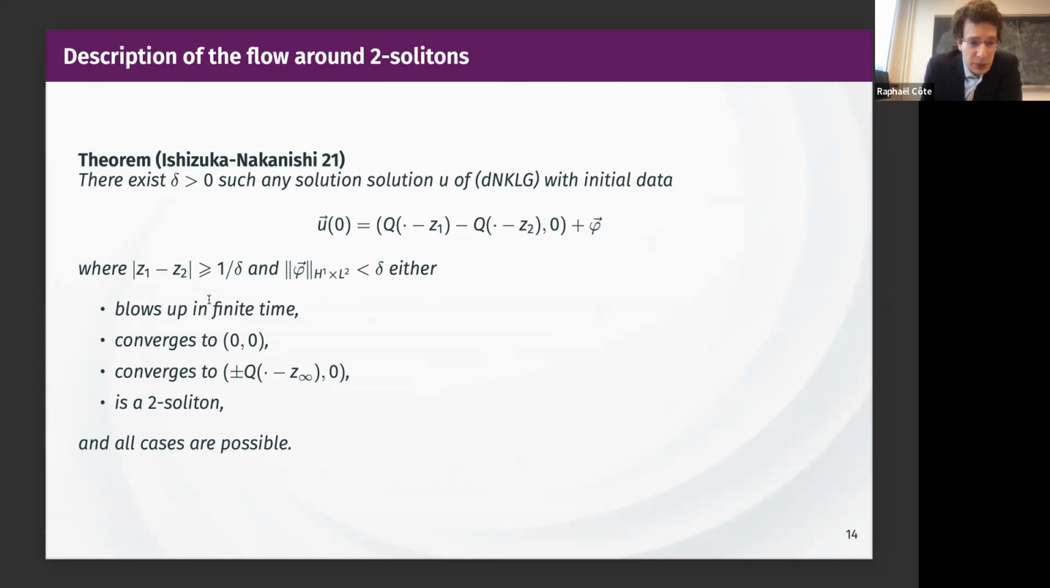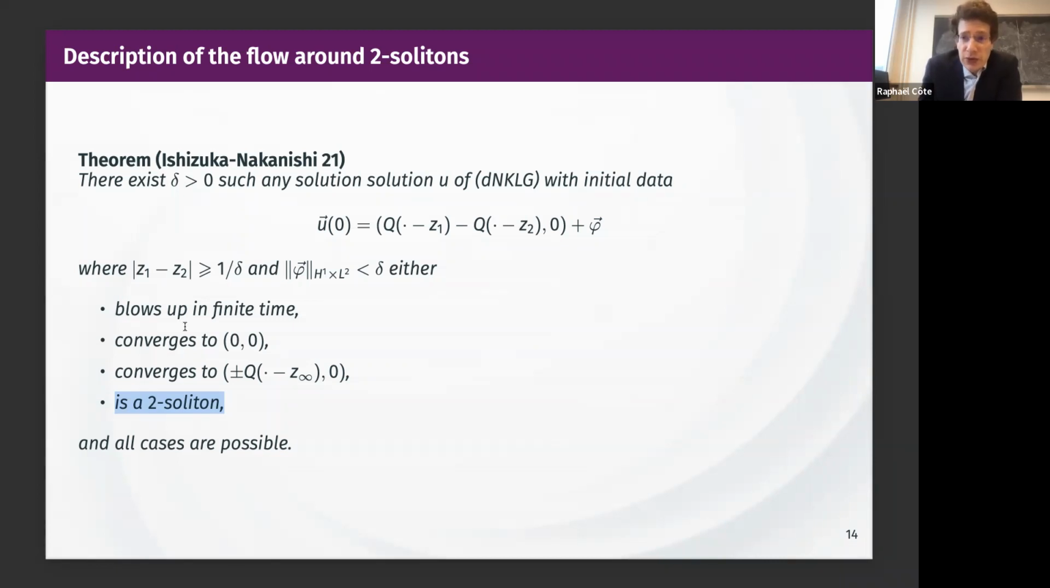And there is a precise description that I don't give here on what happens where. Of course, it can blow up in finite time, or it can converge to 0, or it can converge to one soliton. Here you have to understand that if you converge to Q plus, it means that this one remains and this one goes to 0. If it's minus Q, then this one vanishes and this one remains. And it can be a two soliton. So what we did was this, and Ishizuka and Nakanishi completed the picture with the other three possibilities.